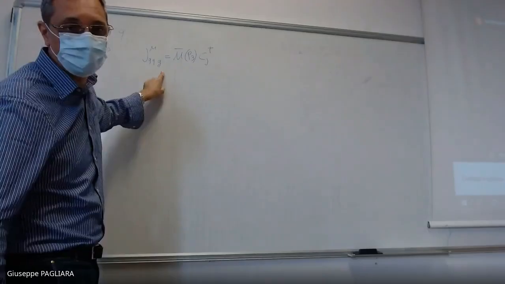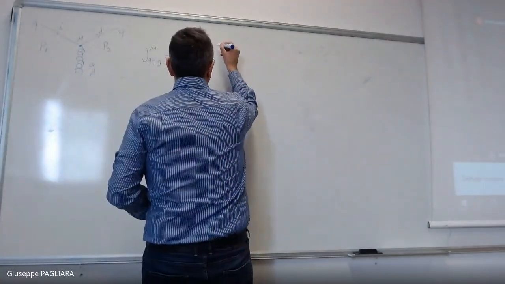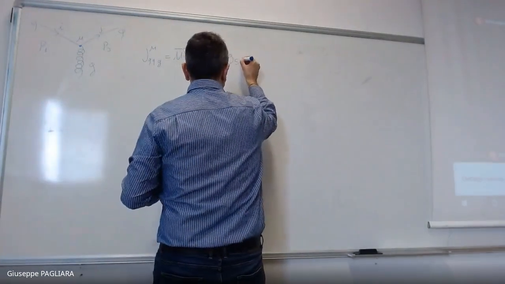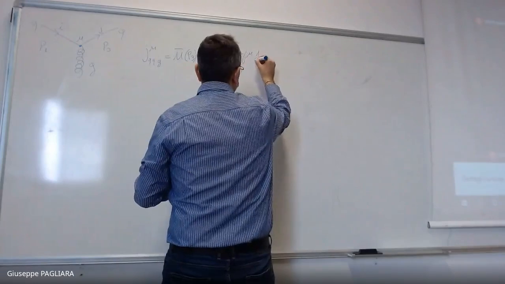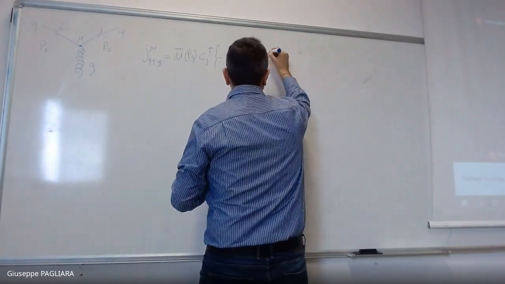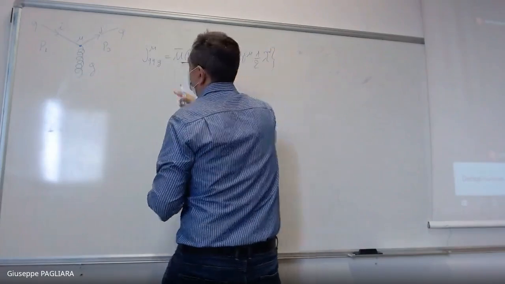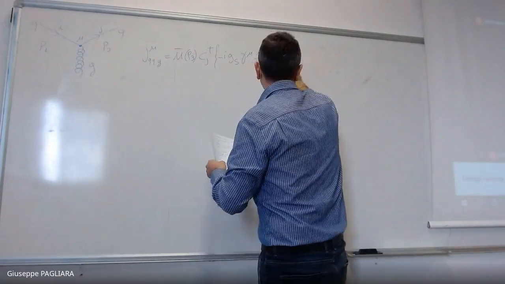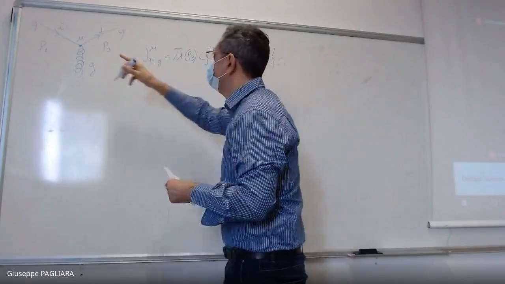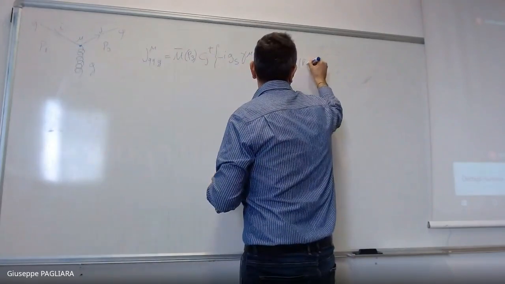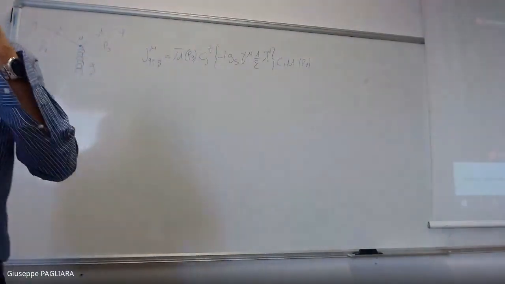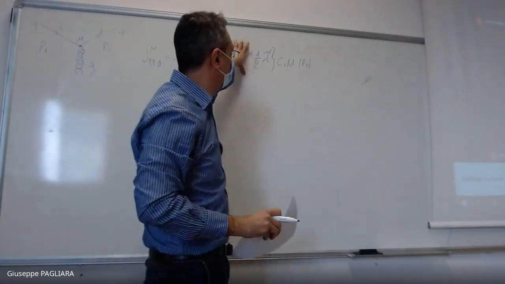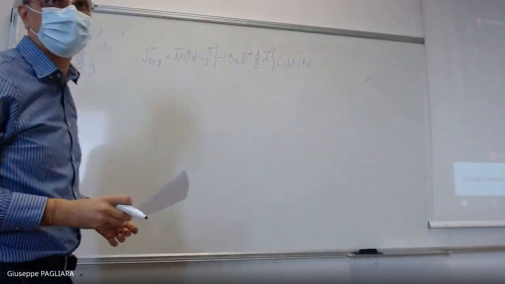Okay, thanks. So the next piece is the vertex factor that we discussed before. This is minus i g_s, and then we have the Gell-Mann matrices, lambda alpha over 2. And then we go to the initial state. In the initial state we have u of p1, and then the color vector c_i. So: final state wave function, vertex factor, initial state wave function.